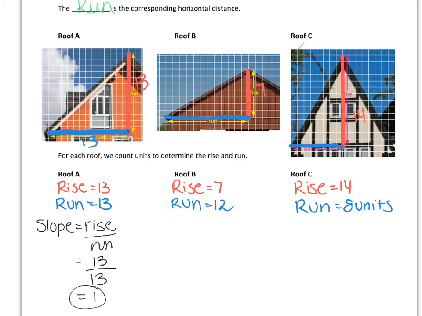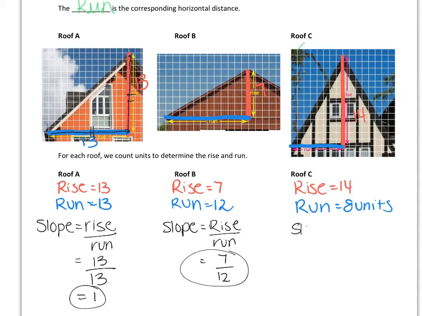That means that it has an equal amount of rise as it does run. So these two sides are equal. This would be an isosceles triangle. Roof B, we have slope is equal to the rise over run, which we get 7 over 12. And we can't simplify that, and we won't divide it. We are going to leave it as a fraction. So if your slope is not a whole number, leave it as a fraction. Just reduce it if possible.